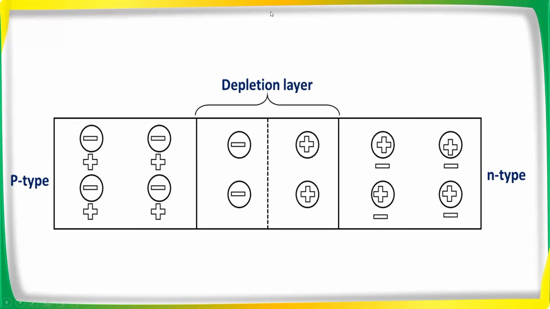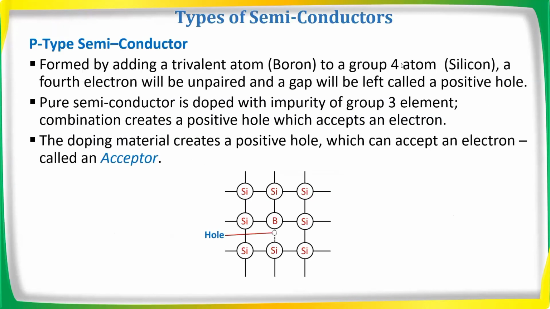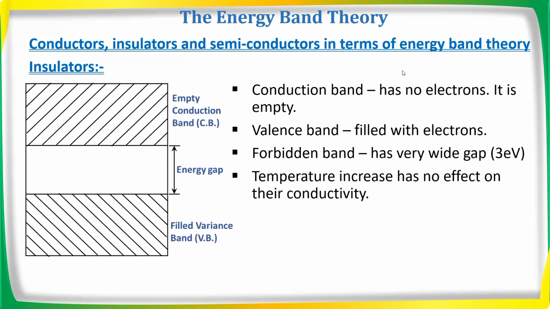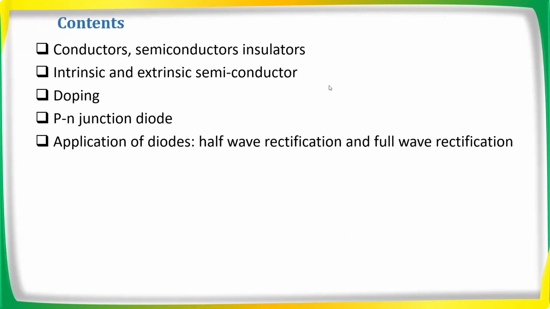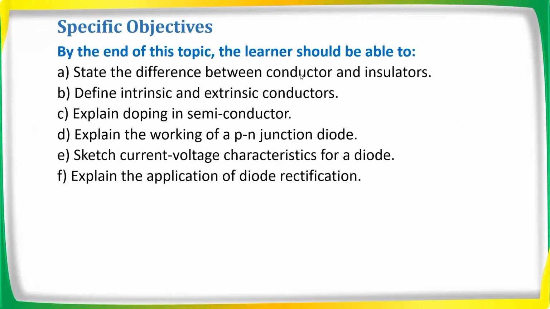Remember when we were starting, I gave you the objectives of the topic. The first one was the difference between conductors and insulators. That one is a tick. We have already covered that. It's a very short chapter, by the way. Intrinsic and extrinsic semiconductors, we have covered that. We have also done doping of a semiconductor. Now we are at the working of a PN junction diode. We are halfway through the topic.